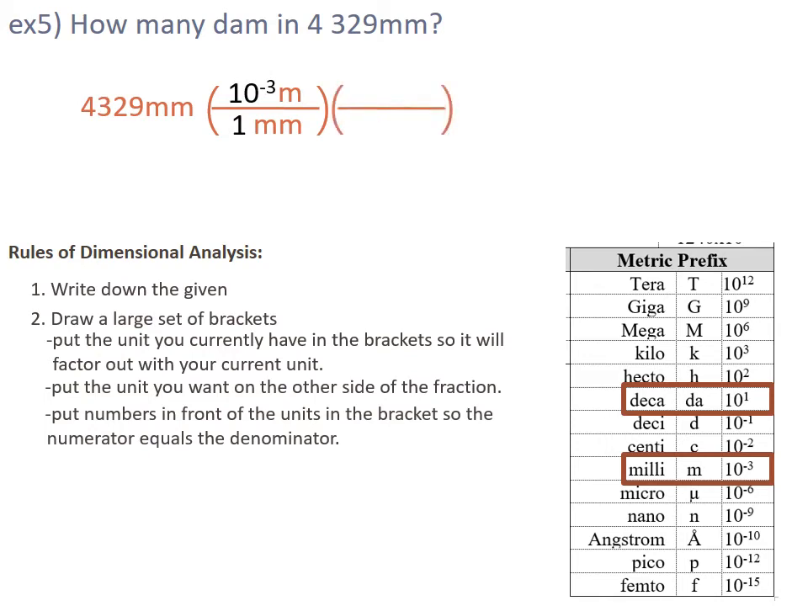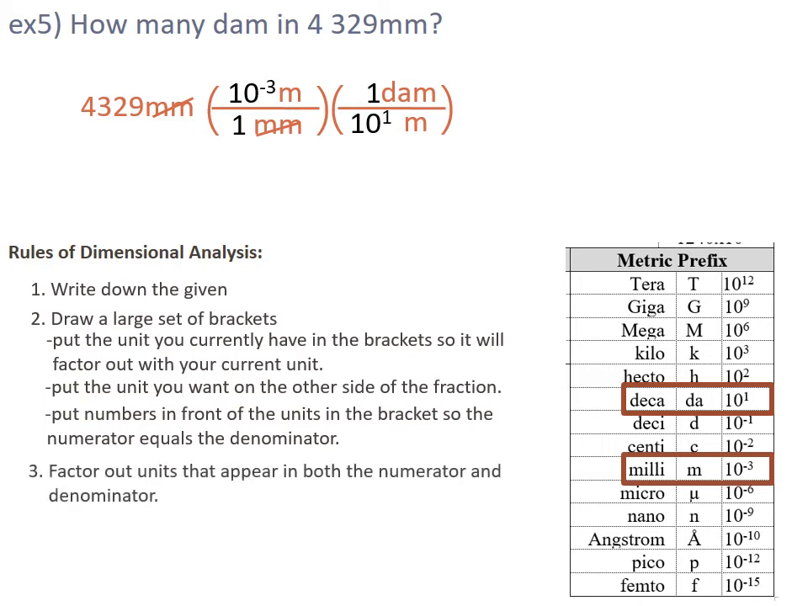I'm going to put in a second set of brackets. Millimeters and millimeters have factored out, so I now have meters. So to get rid of meters, I will put it in the bottom of the second set of brackets. I want to switch that to decameters. When I look on the metric prefix table, it says that 1 deca equals 10 to the 1. So I'm going to put 1 deca on the top, and that is equal to 10 to the 1 on the bottom. Now, meters and meters will factor out. And when I run this through my calculator, I will have that length expressed in decameters.